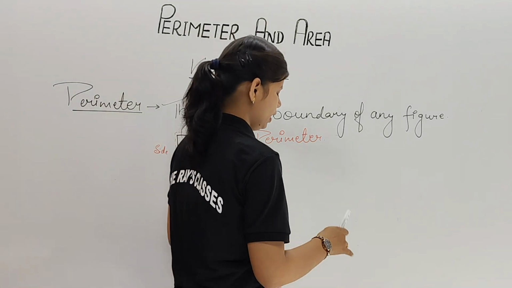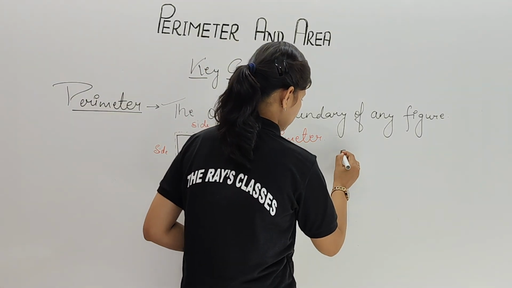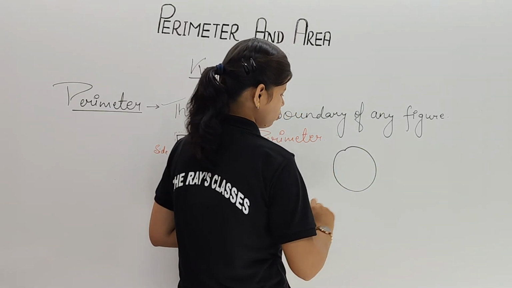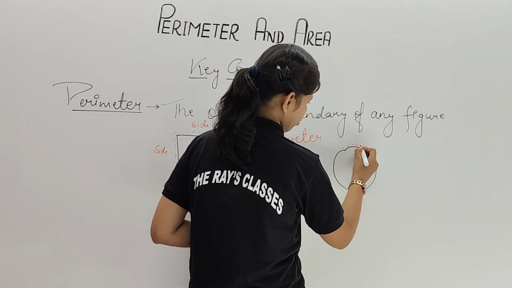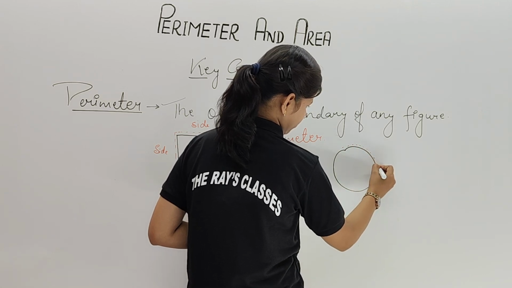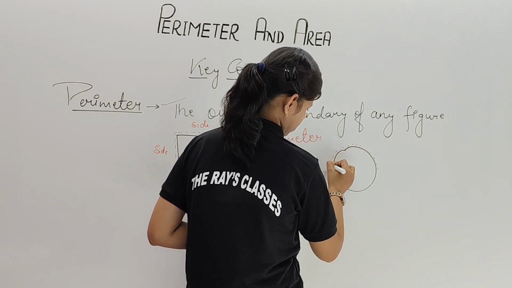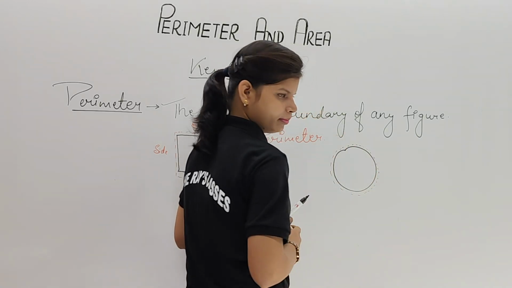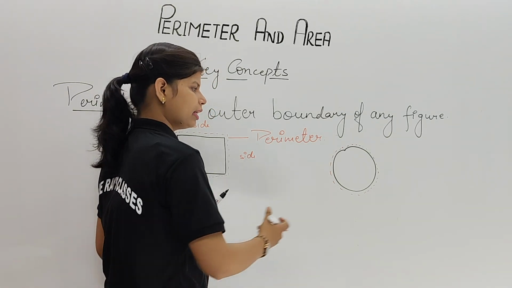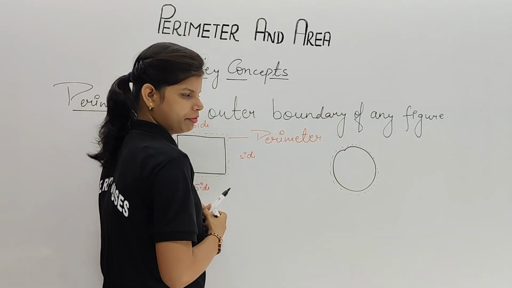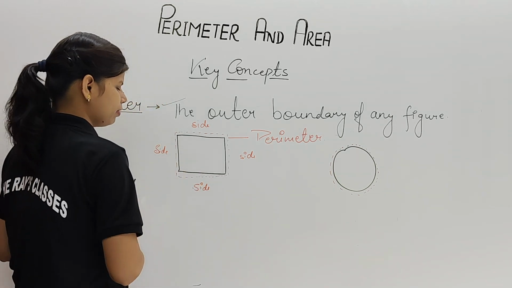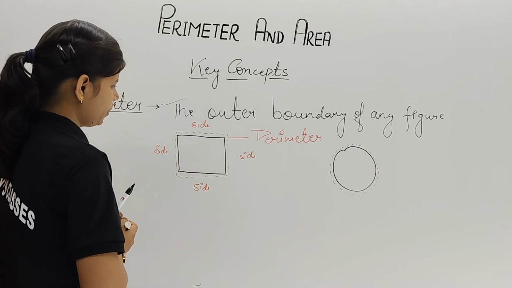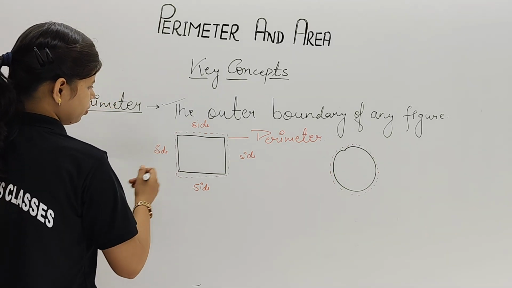Second, if I take any other figure, for example a circular shape, clear? So what is the outer boundary of this circle? The outer boundary of this circle is this one. If you have to find the perimeter, the formulas are different for a circle as well. And we have different formulas for the rectangle and the square. This is your which figure? Here your length and breadth are not equal.